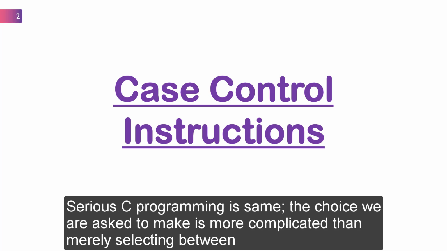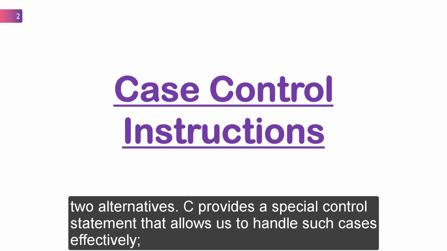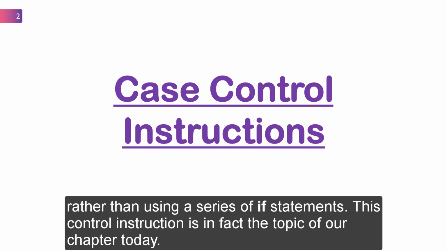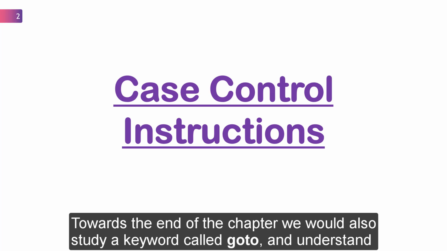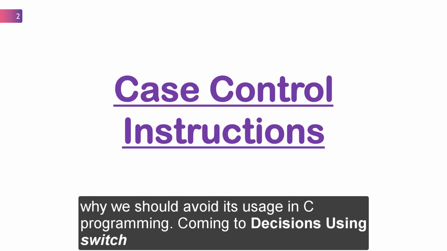Serious C programming is the same. The choice we are asked to make is more complicated than merely selecting between two alternatives. C provides a special control statement that allows us to handle such cases effectively, rather than using a series of if statements. This control instruction is in fact the topic of our chapter today. Towards the end of our class, we will also study a keyword called goto and understand why we should avoid its usage in C programming.